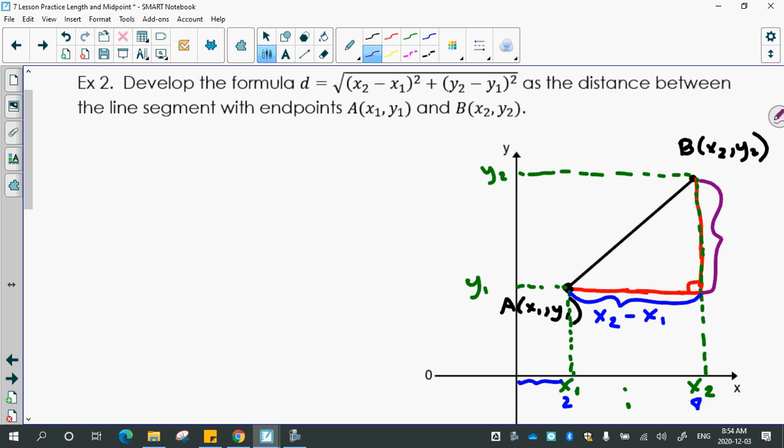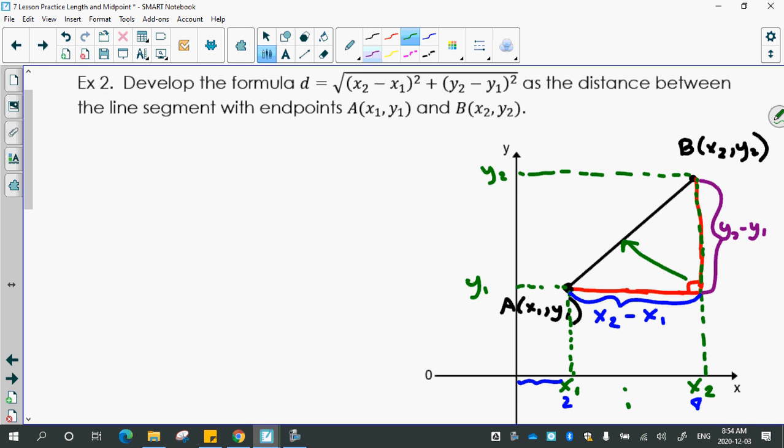Yeah. It would be the same as y2 minus y1. Good. I take that higher y value, subtract the lower y value, and I get the difference, which would be how long that side of the triangle is. And what I'm trying to get is how long this side of the triangle is. Everyone see that? So I can use the Pythagorean theorem again.